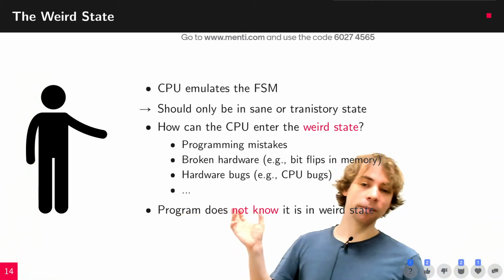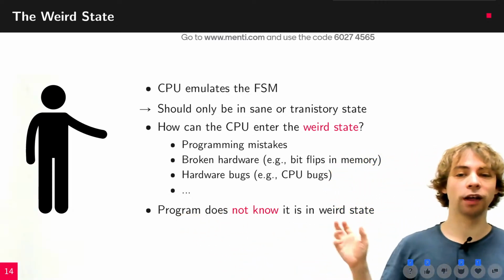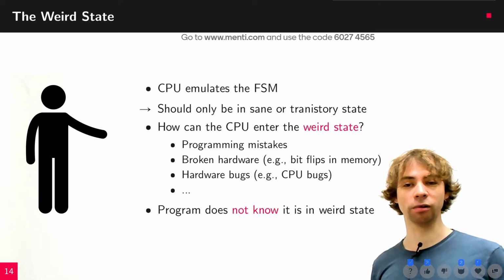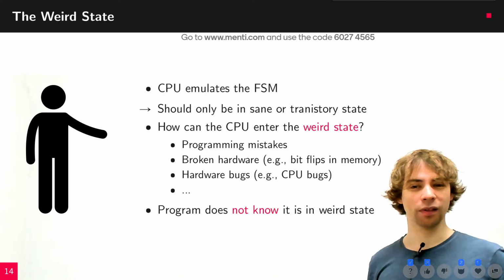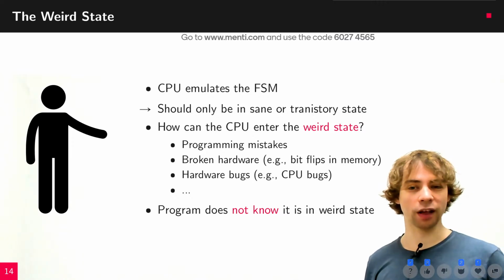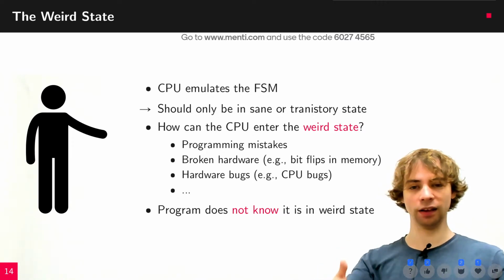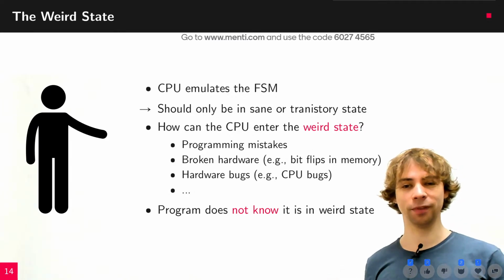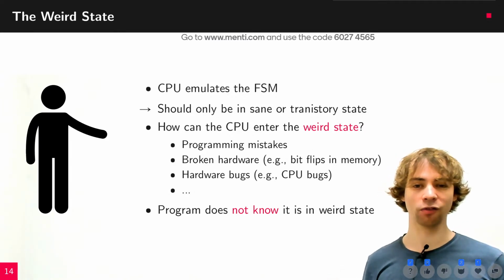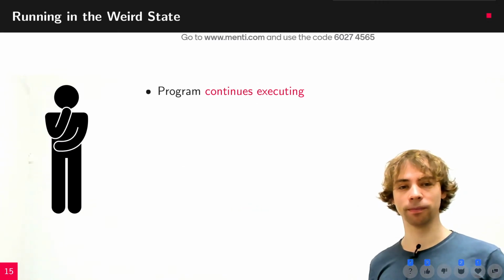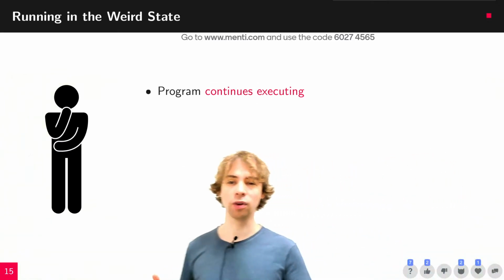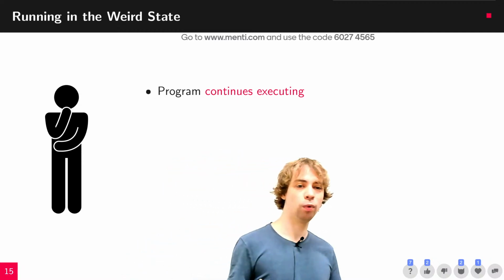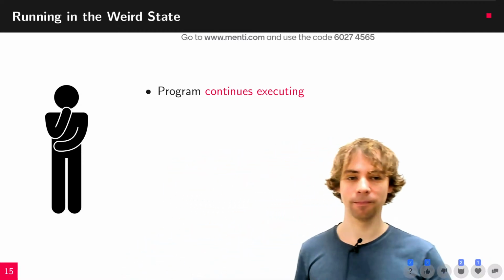So the program does not know that it is in a weird state, right? Also the CPU does not know that it's in a weird state, because they are just doing their job, right? They are executing things and following the program logic, the finite state graph, based on that input. So what happens if the program now continues executing in this weird state?